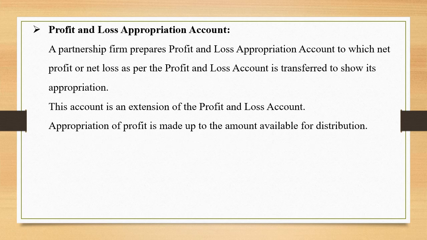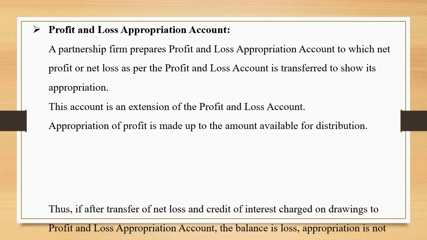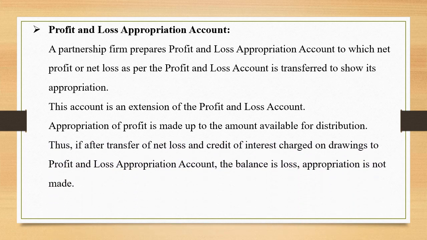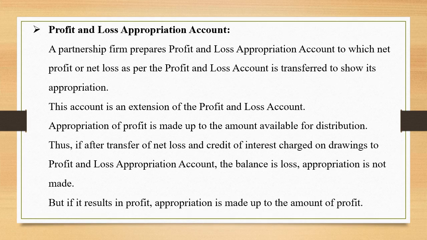Appropriation of profit is made up to the amount available for distribution. This is going to be a very important point. In case there is no profit, no appropriation is to be made. Thus, if after transfer of net loss and credit of interest charged on drawings to P&L appropriation account, the balance is a loss, appropriation is not made. But if it results in profit, appropriation is made up to the amount of profit.